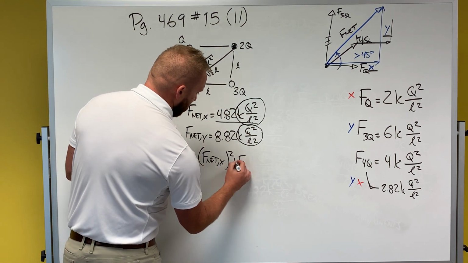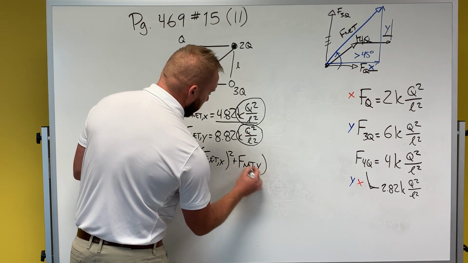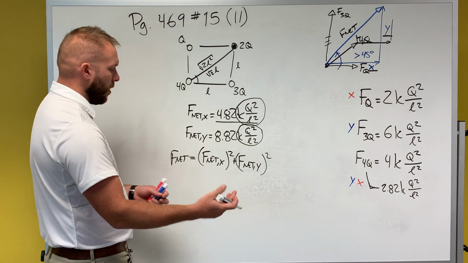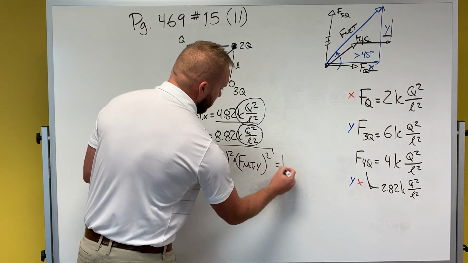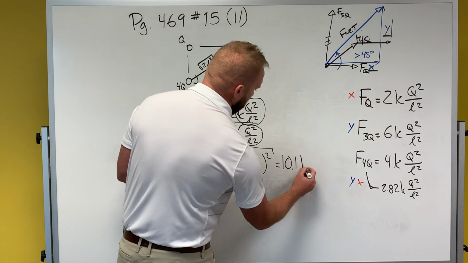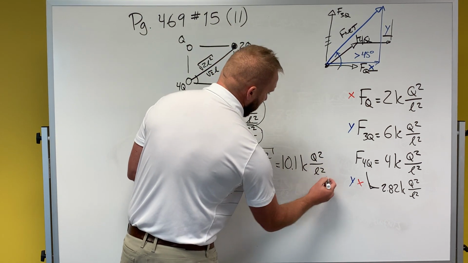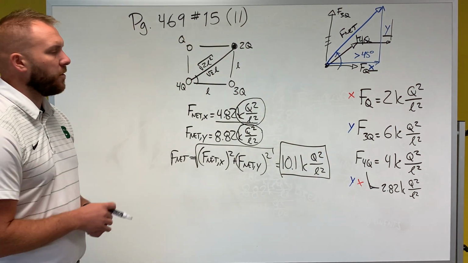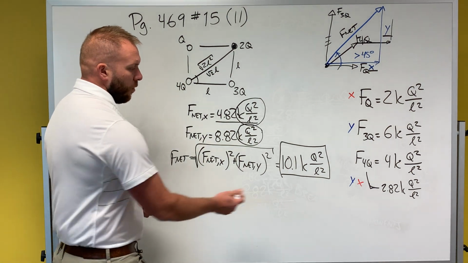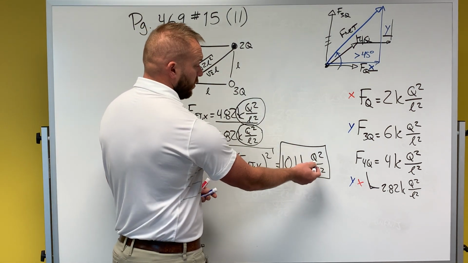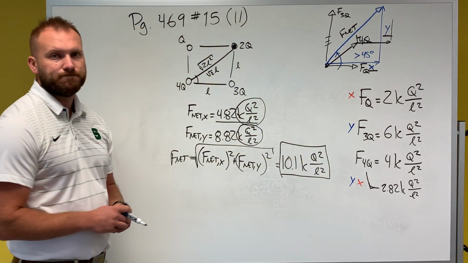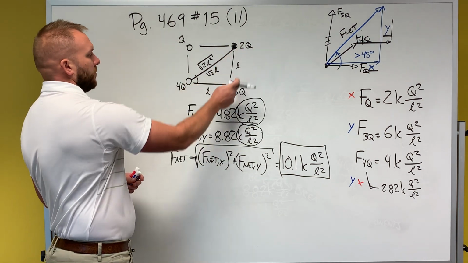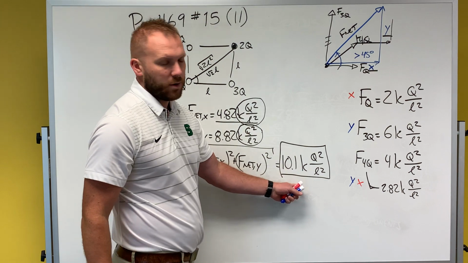So this is going to be plus f net in the y squared. So I'm going to take 4.82 square it plus 8.82 square it, and then square root it. And that gives me 10.1 k q squared over L squared. So that gives me my magnitude. That's how big of a force it is when we have all three of those forces acting together. 10.1, whatever k is, obviously that's a constant, whatever q is, whatever L is. Okay, so it doesn't matter what size of charges these are, right? As long as it's double, triple, quadruple, this is how I can get my actual answer in terms of my magnitude.